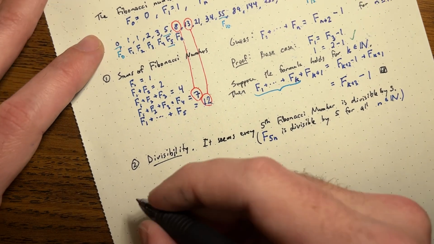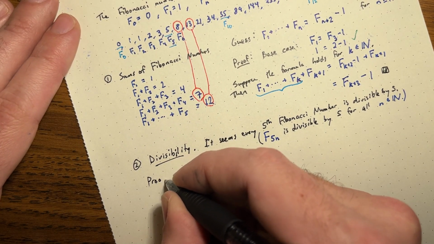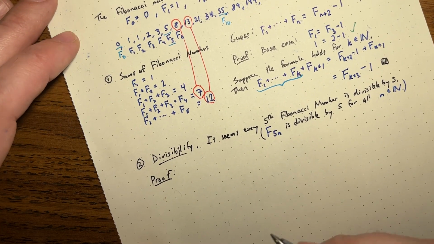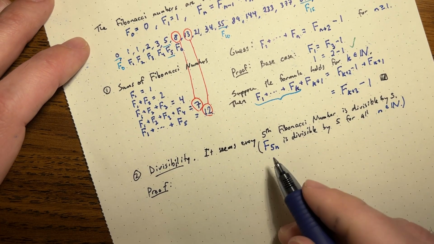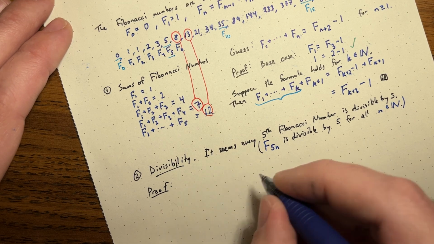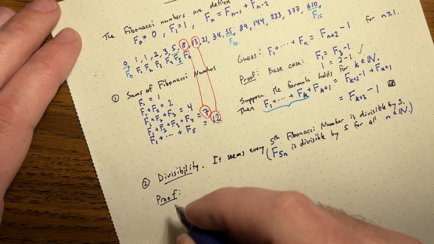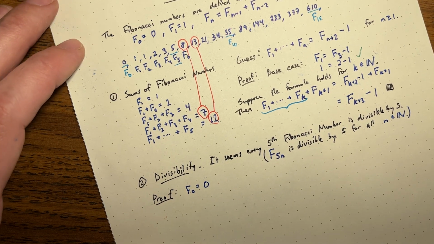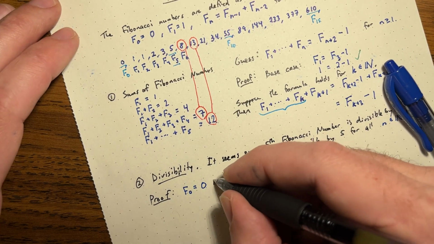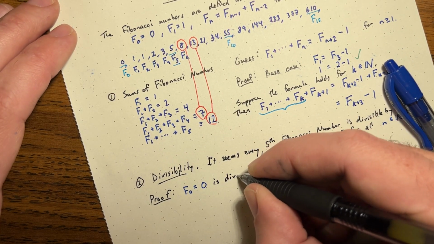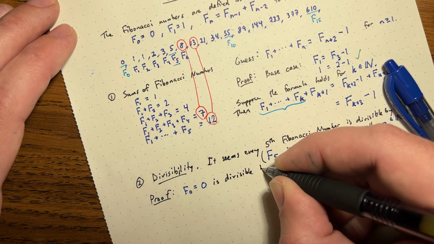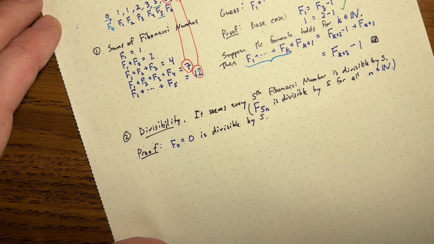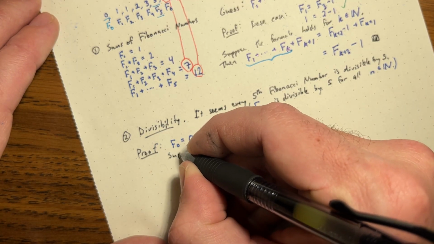Okay, let's try to prove it. This one's a bit harder, but the base case isn't hard. So you can pick n equals 1 for your base case. You can pick n equals 0 even, right? Because F0 is just 0, and that's divisible by 5. In fact, it's divisible by any natural number you want. It is divisible by 5. Okay, so that's our base case.